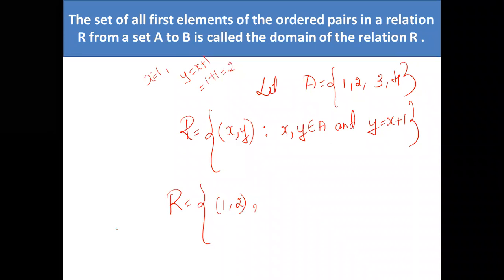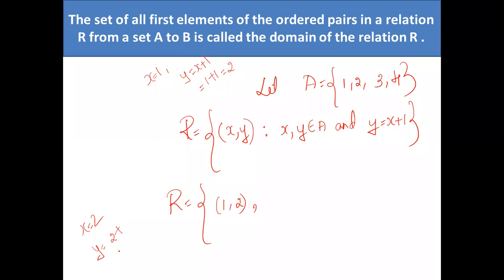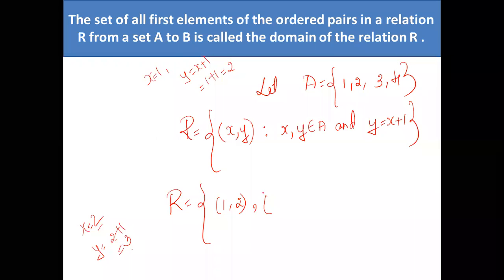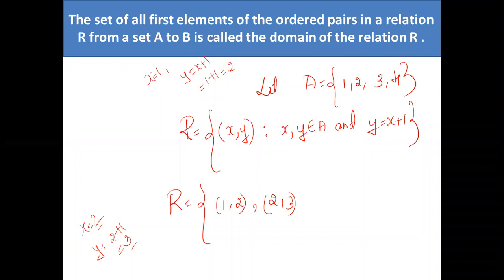Next, you put x is equal to 2 because the next element in set A is 2. When x is equal to 2, what is y? What is y, students? It is 2 plus 1, which is 3, correct? So the next ordered pair is (2, 3). Okay, check. Remember, both the numbers should belong to A. Here 2 is in A and 3 is also in A. That's why I can write the ordered pair (2, 3).